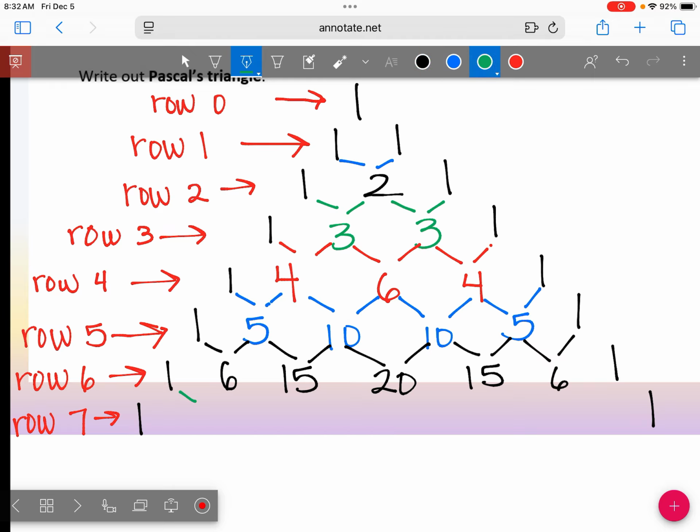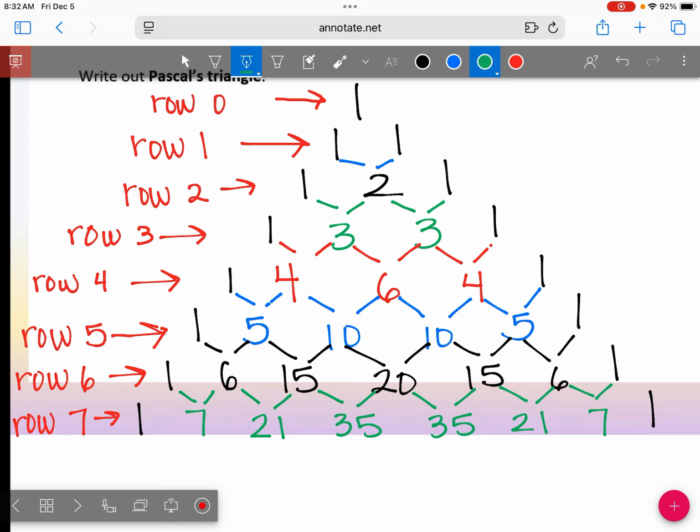Okay, so my next number was a 7. And then 6 plus 15 is 21. 15 plus 20 is 35. 20 plus 15 is 35. 15 plus 6 is 21. 6 plus 1 is 7. So who had that for their row 7?